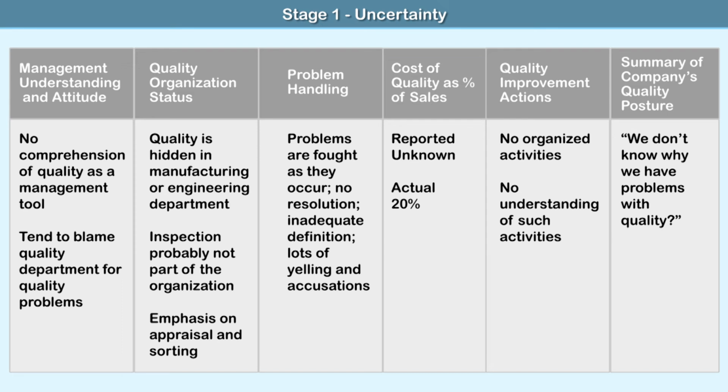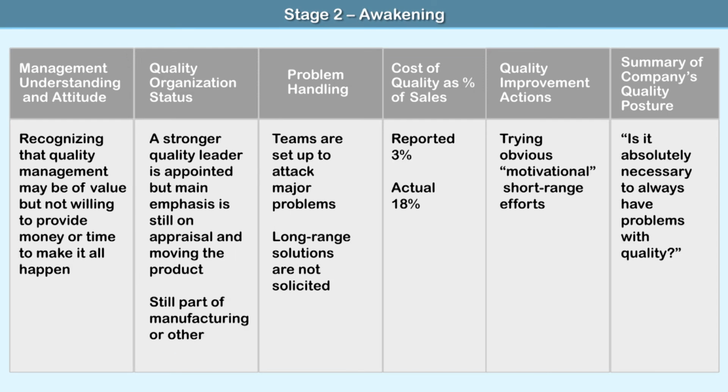Quality improvement actions. No organized activities. No understanding of such activities. Summary of company quality posture at stage 1 is: we don't know why we have problems with quality. Stage 2 is of awakening.